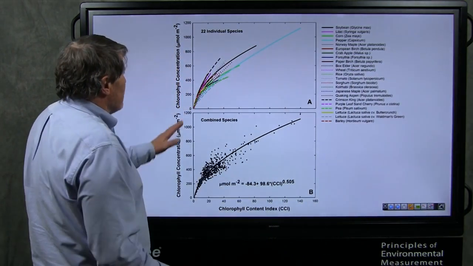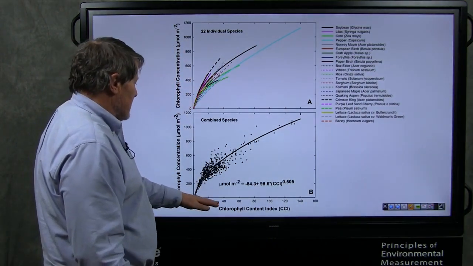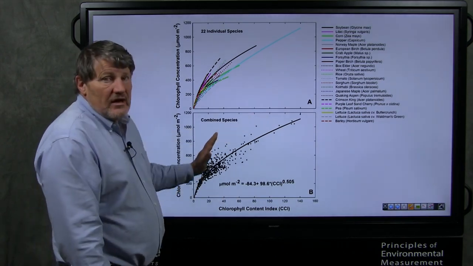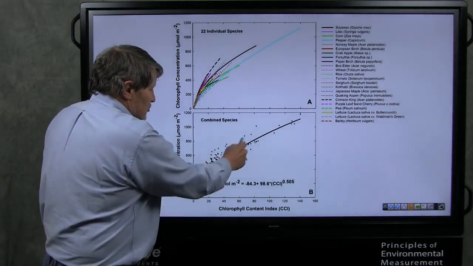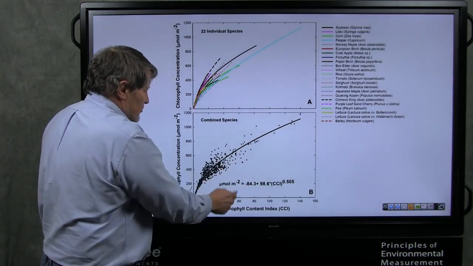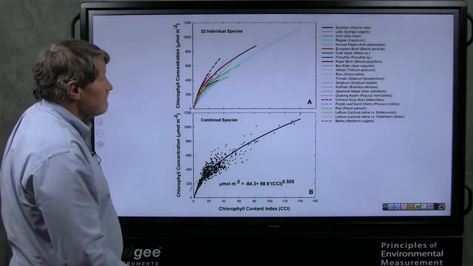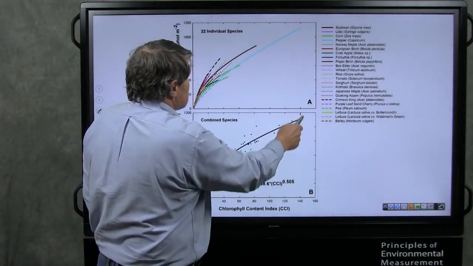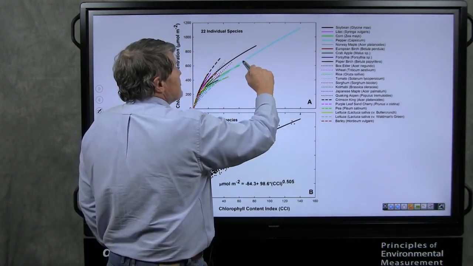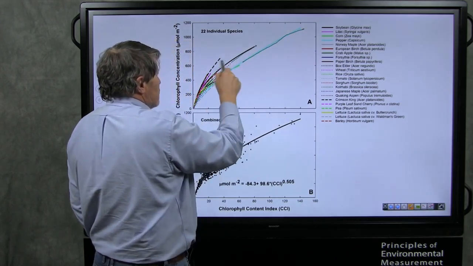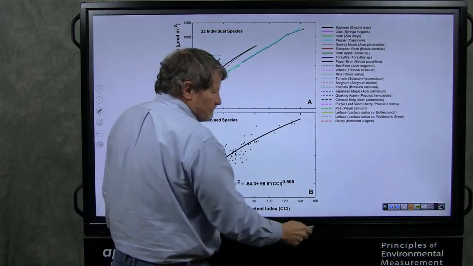Here's all of the curves for all the species with the index, and then for species that we don't yet have a curve for, here's a generic curve, and that's the equation to convert the reading to absolute chlorophyll content over here. Lots of species, lots of lines. Only a few species have very dark, very high amounts of chlorophyll. Most of the species are down in here.